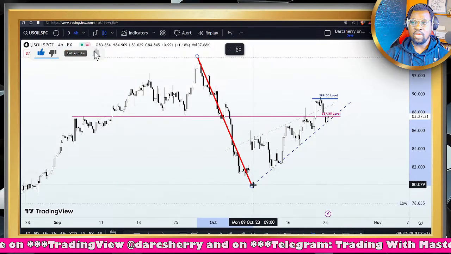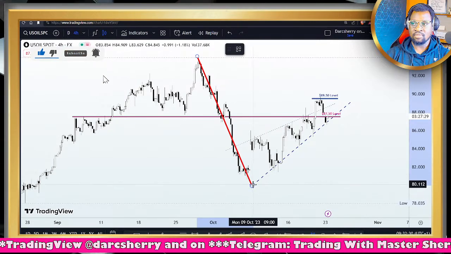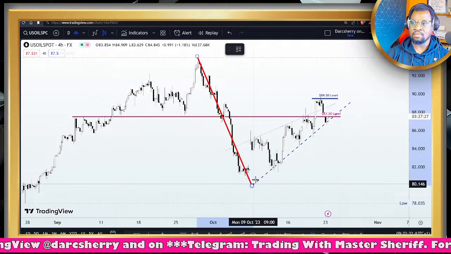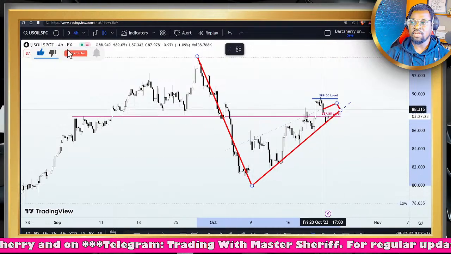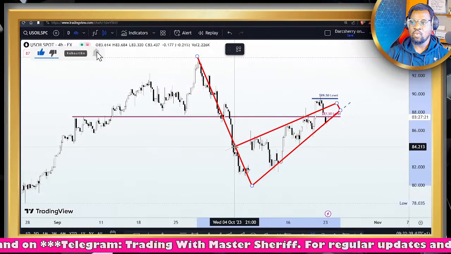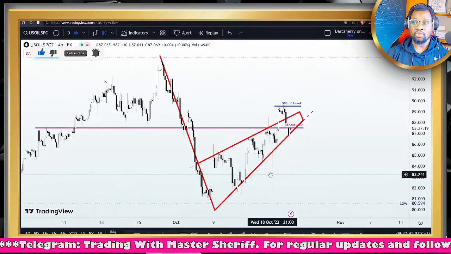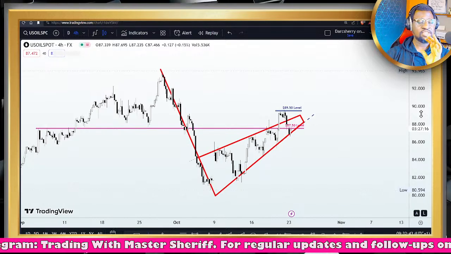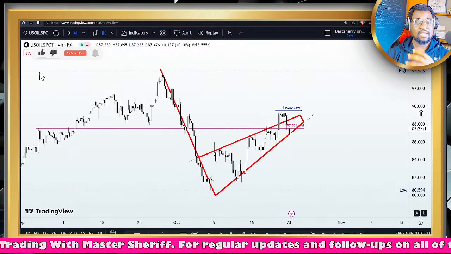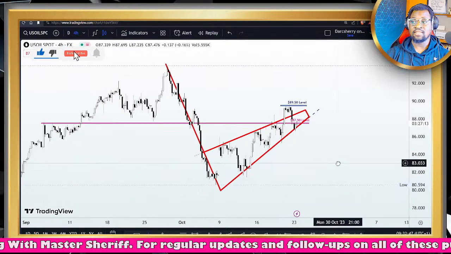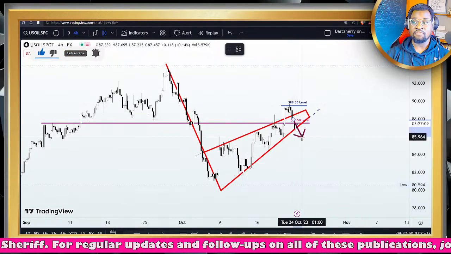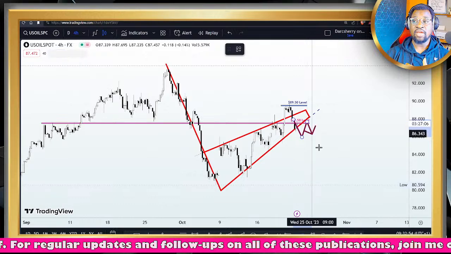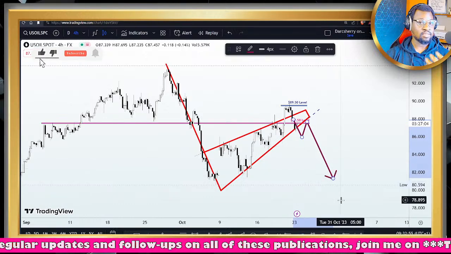So you see we have the impulsive move to the downside since the beginning of this month, and price action transitions into a consolidation phase, which, as you will see, forms a wedge on the chart right now. Theoretically, when we have this kind of structure on our chart, the next thing we want to be looking at is a breakdown of that support line to incite a sell-off to the downside.